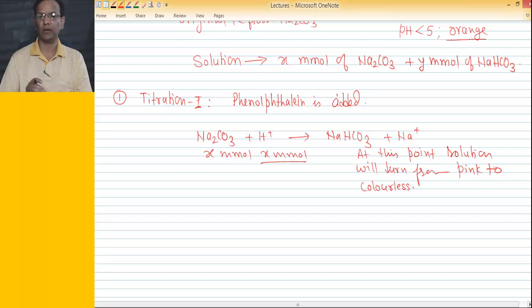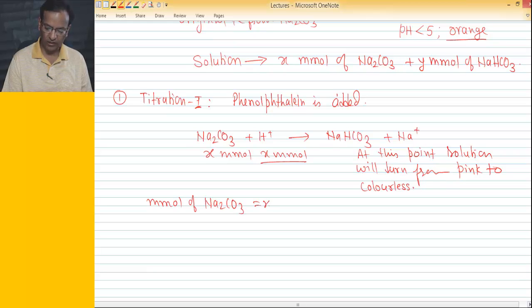So what we'll have to do is just calculate the millimoles of H plus added to reach the end point where the solution has turned from pink to colorless. And we say that millimole of sodium carbonate Na2CO3, which is equal to x, is equal to millimole of H plus added.